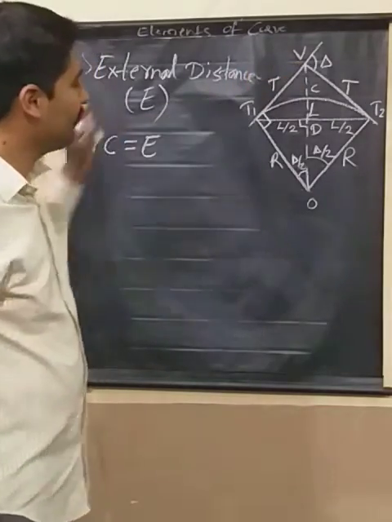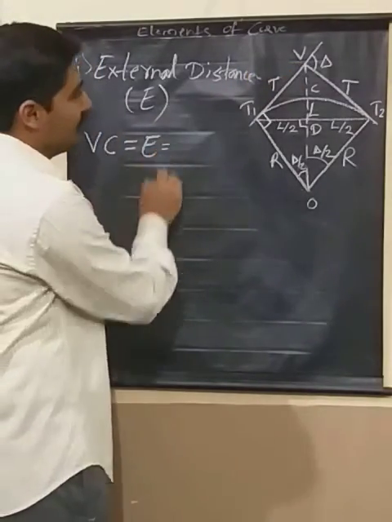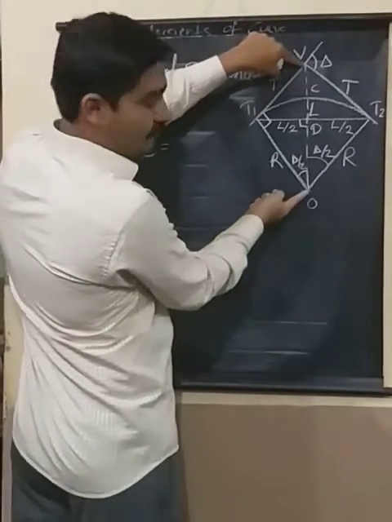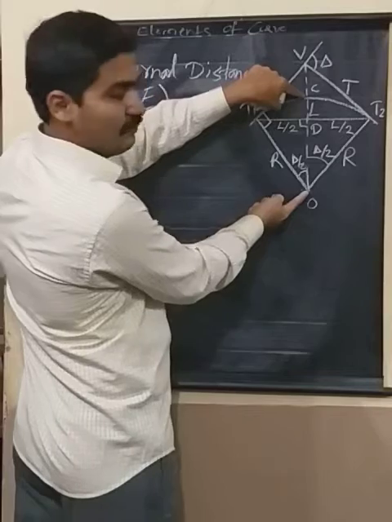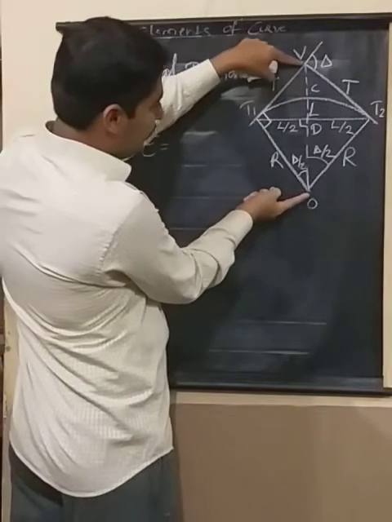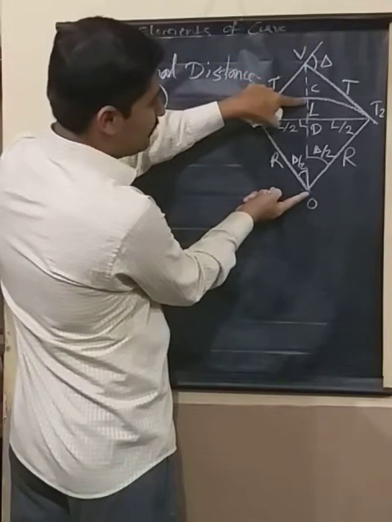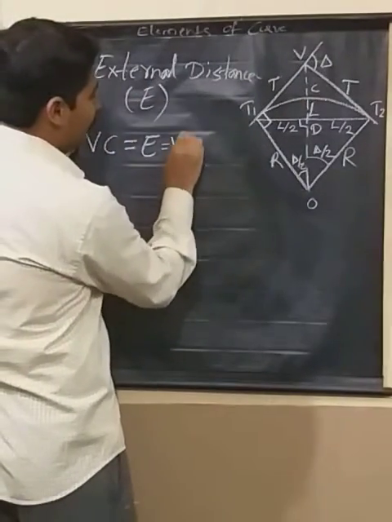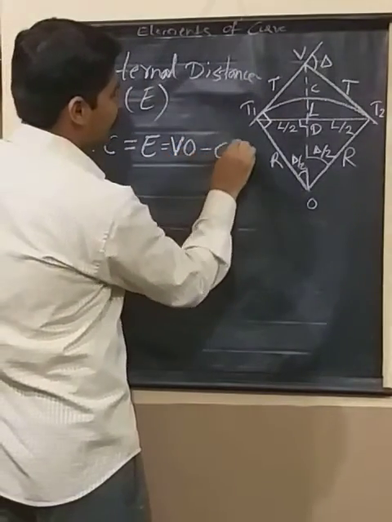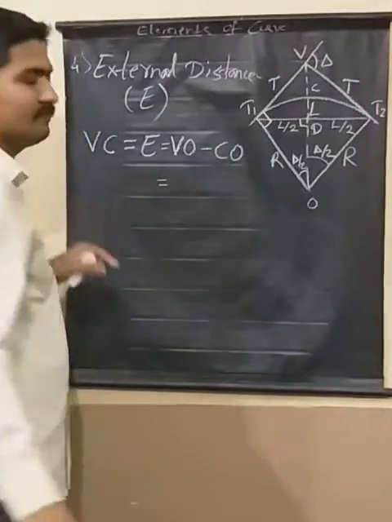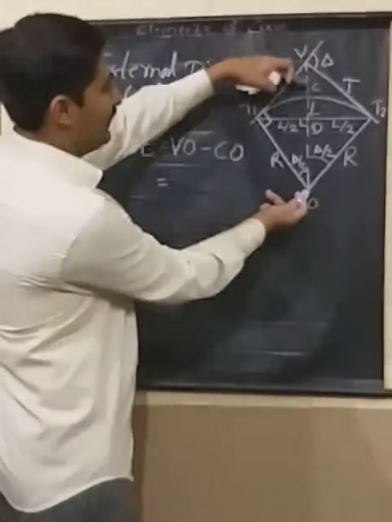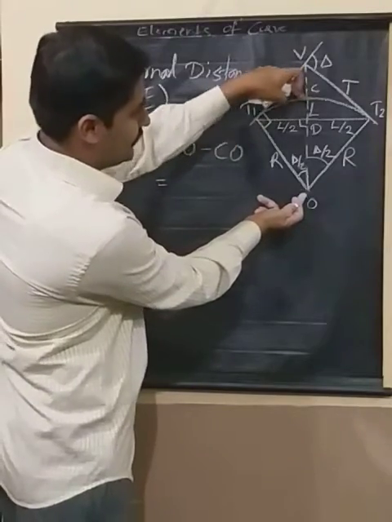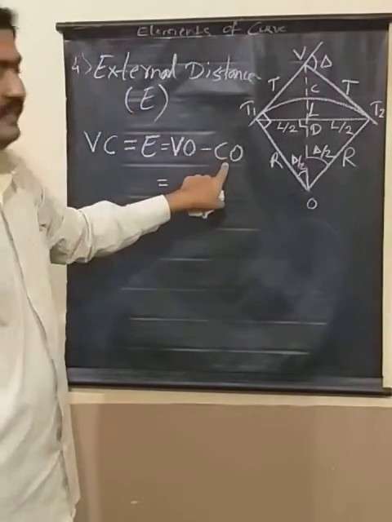So this is required. How I am going to get this is, this VC is actually VO minus CO, isn't it? In this total length, if you subtract this, you are going to get this. So it is VO minus CO, isn't it? CO is nothing but the radius, isn't it? CO is nothing but radius.